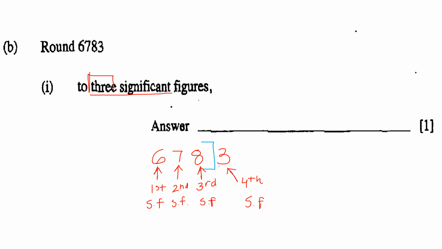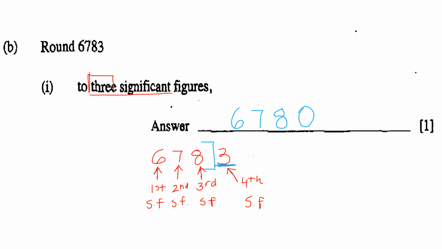Then we look at number 3. Is 3 greater than 5 or less than 5? Well, 3 is less than 5. So we just change this 3 into 0 and write our answer back. We can't leave it as 678. We need to put 0 right there as the placeholder. So it's going to be 6, 7, 8, 0. That is 6783 rounded to three significant figures.